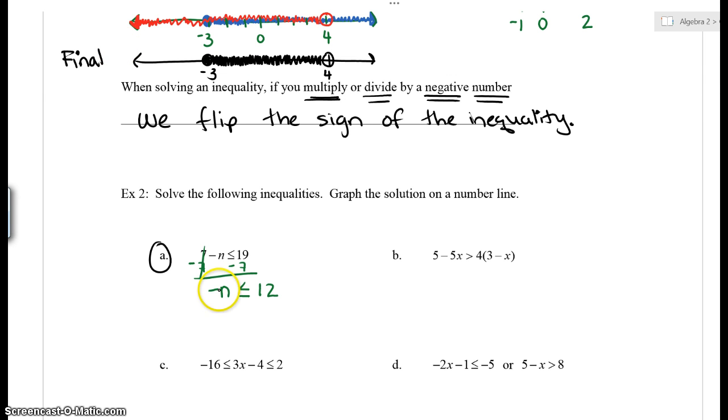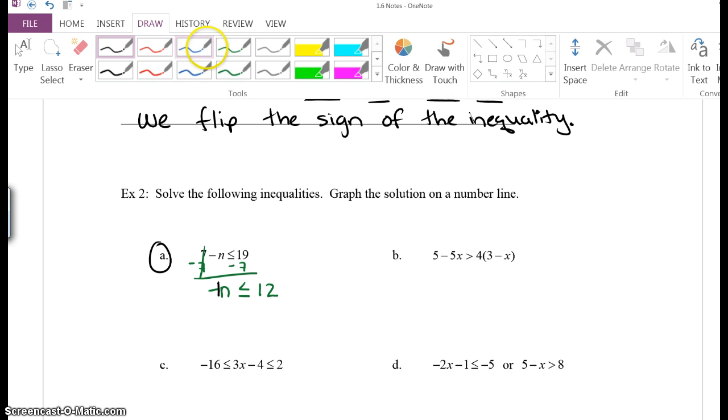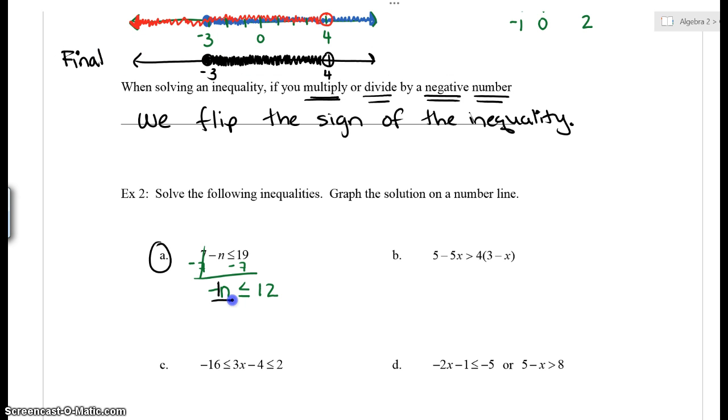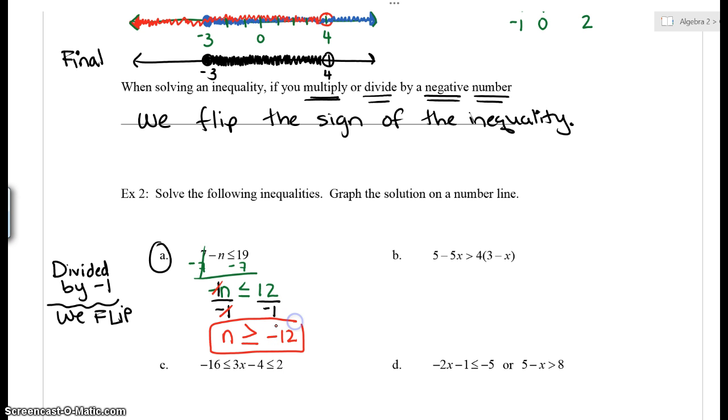Well, one thing you do have to see is that this negative is a -1. So what we're about to do is get rid of that -1, and the only way we can is by dividing both sides by -1. Since I'm dividing by -1, we flip. Okay, so we're going to go ahead and flip the sign. And so -1 divided by -1 is just n. The sign must be flipped the opposite way, and 12 divided by -1 is -12. And this right here is our answer.